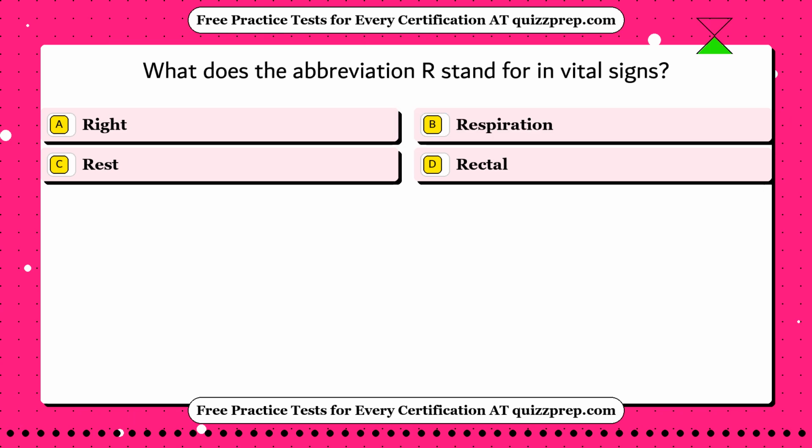Question 103. What does the abbreviation R stand for in vital signs? Option A, right. Option B, respiration. Option C, rest. Option D, rectal.